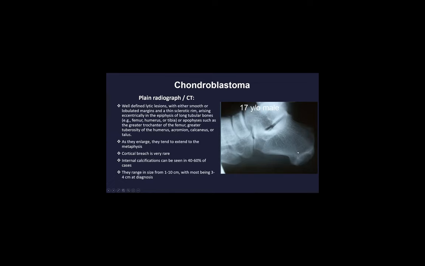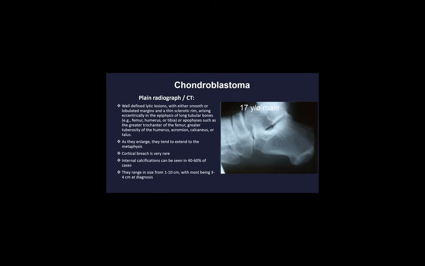It's typical. And this is in a flat bone, in the epiphyseal equivalent, which is the apophysis in the posterior calcaneus. And this is a borderline age. Obviously, at this age, we might see some giant cell tumors as well, and the growth plates are starting to close at that point. As they enlarge, in some cases they can involve the metaphysis also in the long bones. And cortical breach is very rare, as opposed to giant cell tumors, where we can see some cortical breach in some cases.